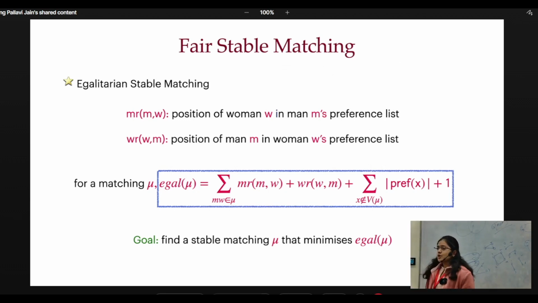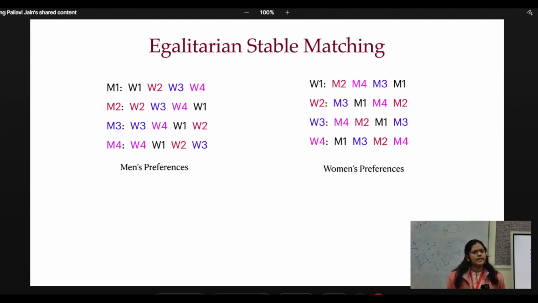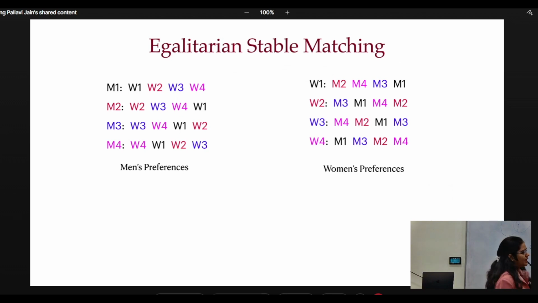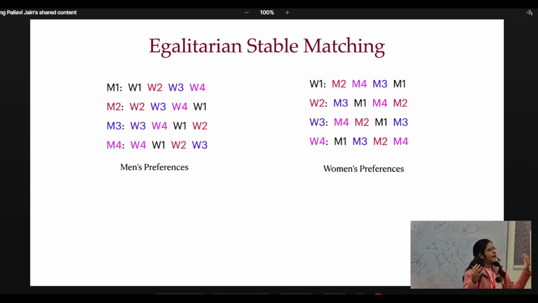So the first question that arises here is that indeed there is a man optimal matching, there is a women optimal matching, even if there is something in between. Of course, you learned that there are exponentially many stable matchings. So there is something in between. But can something in between give me an egalitarian stable matching? Or maybe one of them, man optimal or women optimal, is itself an egalitarian stable matching. That could happen. So let us look at this example.